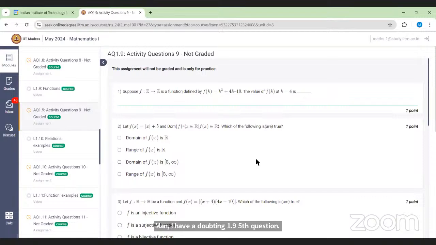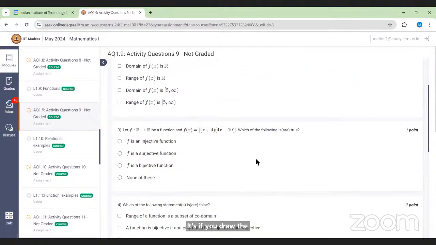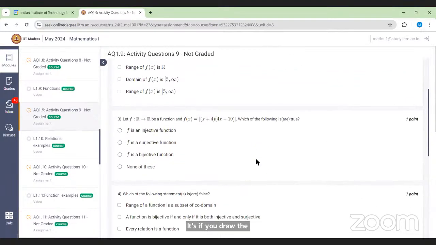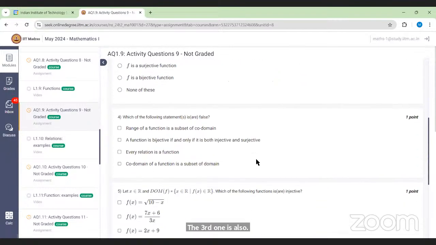Okay. So first question, I'll explain all the questions. The first question is an easy one. You just have to find out f of t, right? The second one is domain and range, but again, if you draw the graph, it's very easy to find out the domain and range of this function. The third one is also not that easy, but yeah, via the graph you can say.